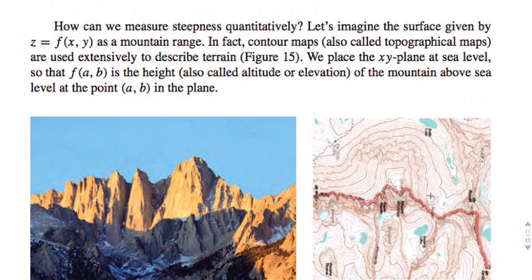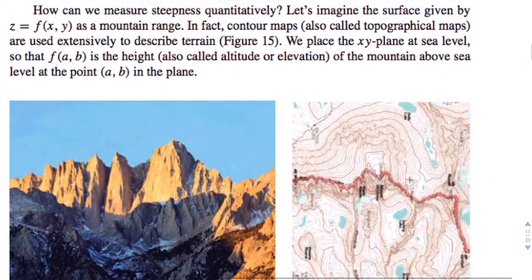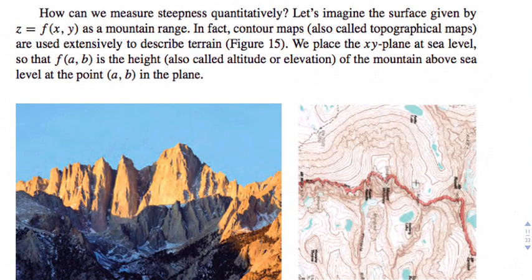So then the next notion. How can we measure steepness quantitatively? Let's imagine a surface given by z equals f of x, y as a mountain range. In fact, contour maps, also called topographical maps, are used extensively to describe terrain, as in figure 15. We place the xy plane at sea level, so when z is 0, that's sea level. So f of a, b is the height. The outputs give us the different heights, also called the altitude or elevation of the mountain above sea level at the point a, b in the plane.